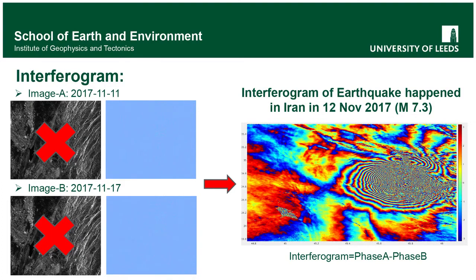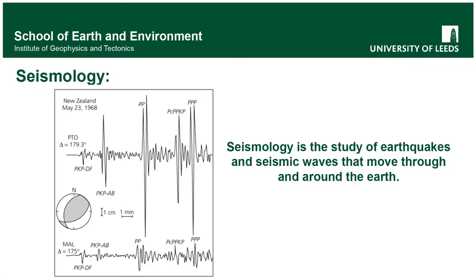Here is the interferogram of the earthquake that happened in Iran on 12th November 2017. The magnitude of this earthquake was 7.3. This should be the center of the earthquake, and we can see many fringes here. The first one, second one, third one, and fourth one. Each fringe represents 24 millimeters of deformation. So if we say the first is 0, the second one is 24, the third one is 48, and so on. The closer to the center of the earthquake, the larger the deformation.